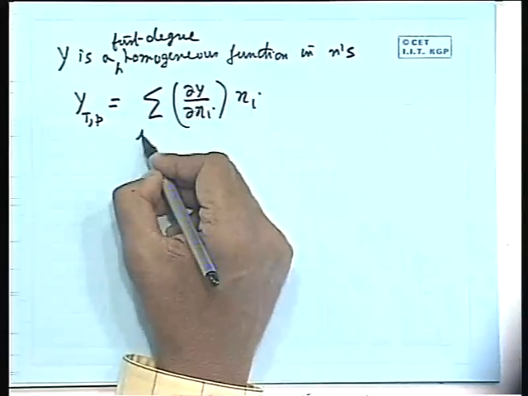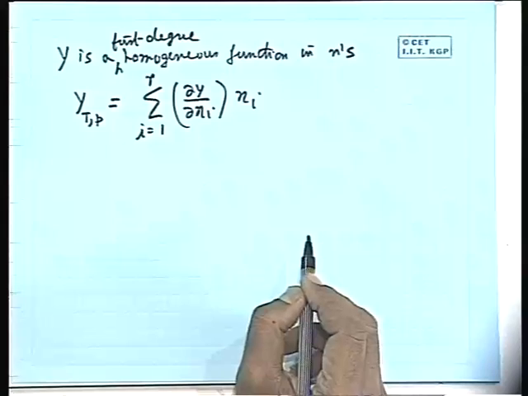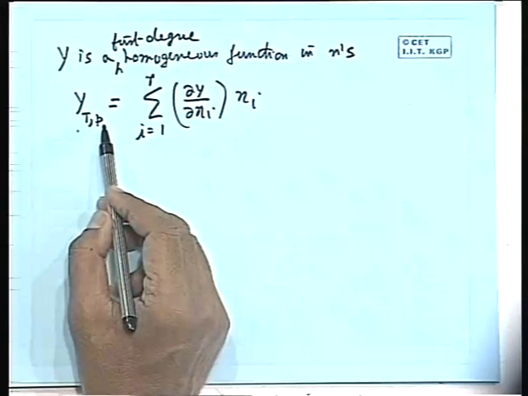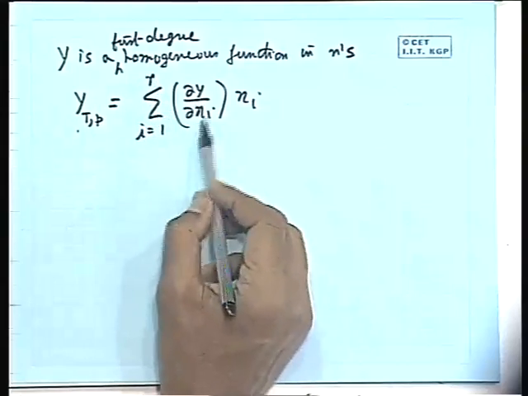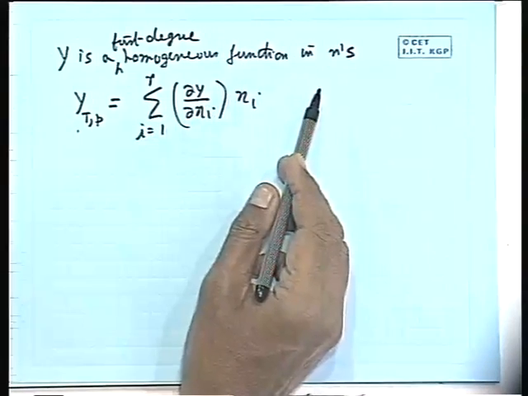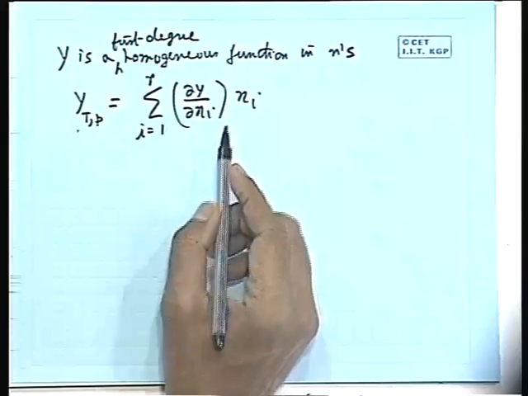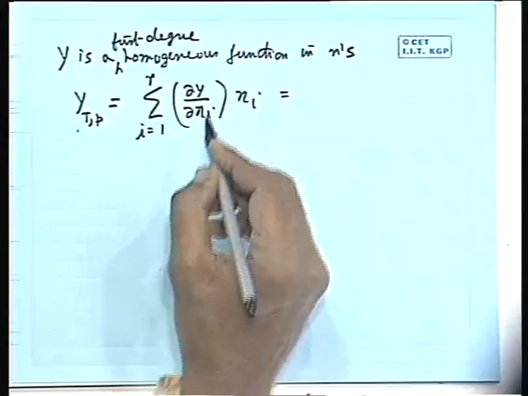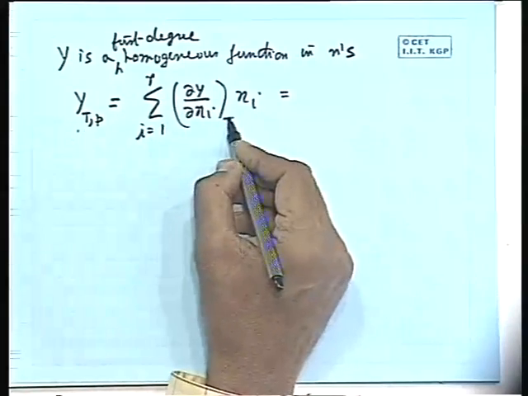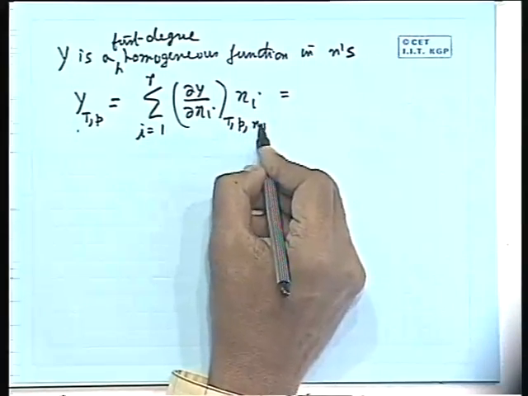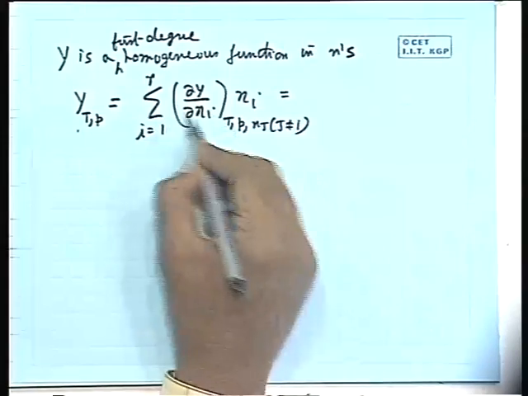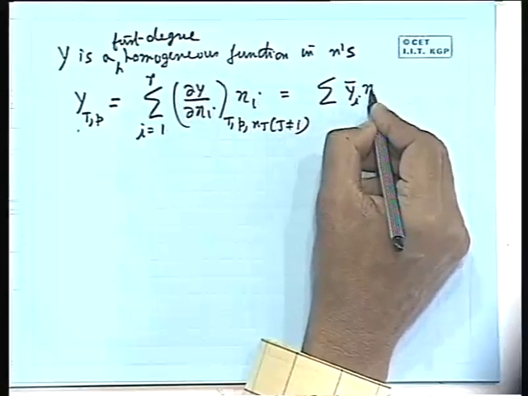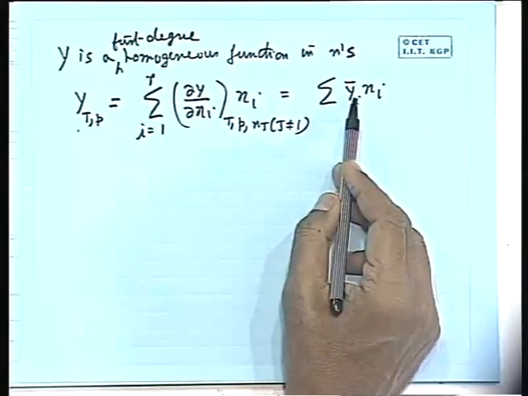This we have already seen earlier, that is the Euler's function, that Y at constant temperature and pressure is equal to the sum from i equals 1 to r of del Y by del n_i times n_i. This is the first degree homogeneous function in n. So, therefore, we can write this as del Y by del n_i. Now, this del Y by del n_i at constant temperature and pressure, and n_j, j not equal to i, is Y bar_i. So, Y at T, P is the sum of Y bar_i n_i.